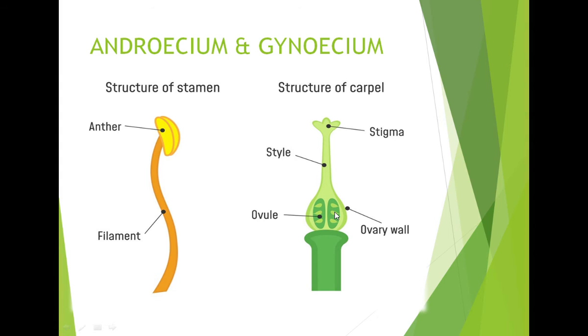Now this is the gynoecium. This is the basal part, which is called the ovary, and here you can see the ovules. Then there is an elongated part, the style, and that part is the stigma. The stigma has a sticky substance so that whenever pollen grains come, they attach to the stigma. Then from the stigma there is a pollen tube, which we will discuss later on.